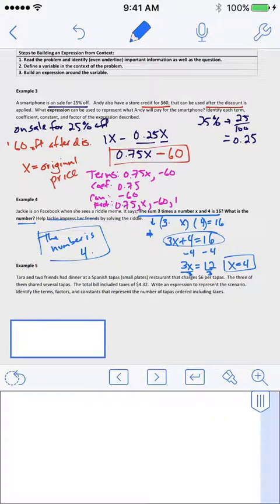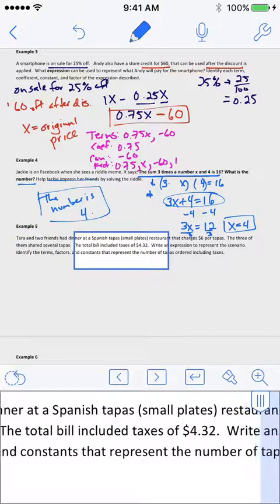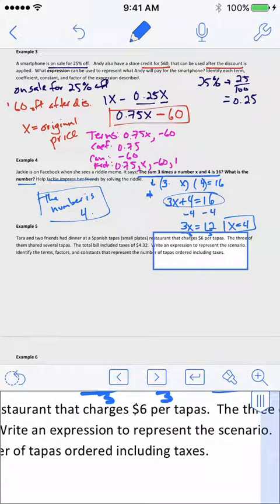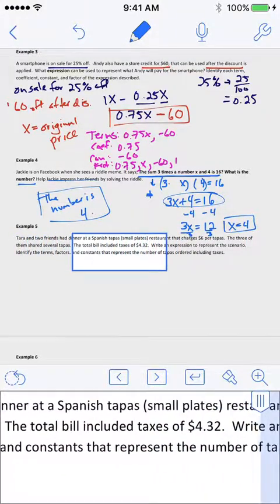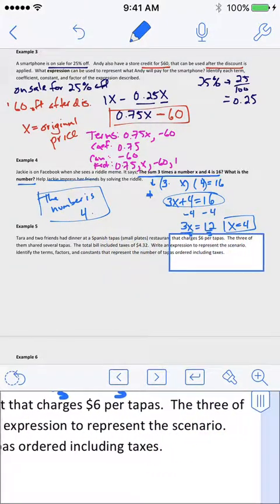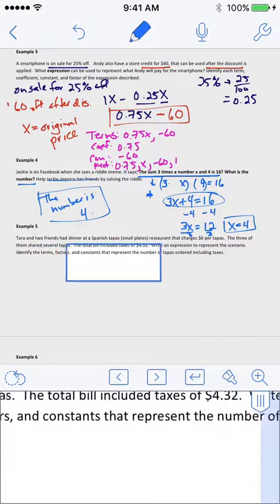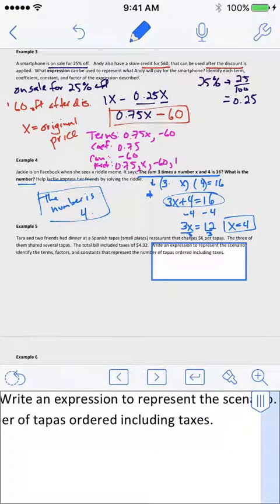Alrighty, let's head over to example 5 now. Tara and 2 friends had dinner at a Spanish tapas restaurant. Spanish tapas are just tiny plates. Think of it like an appetizer restaurant. That charged $6 per tapas. The 3 of them shared several tapas. The total bill included the tax of $4.32. Write an expression to represent the scenario. Identify terms, factors, constants, and coefficients that represent the number of tapas ordered including taxes.